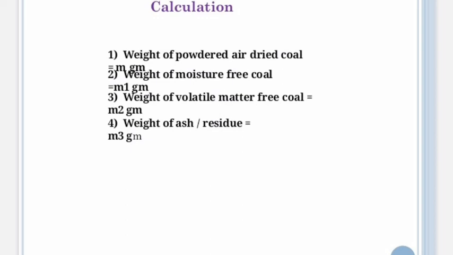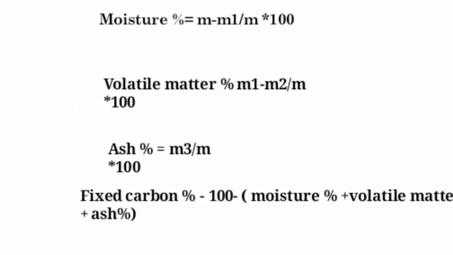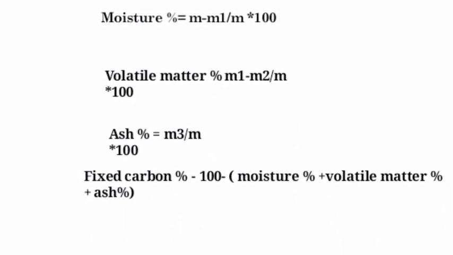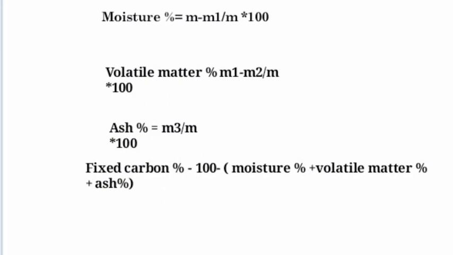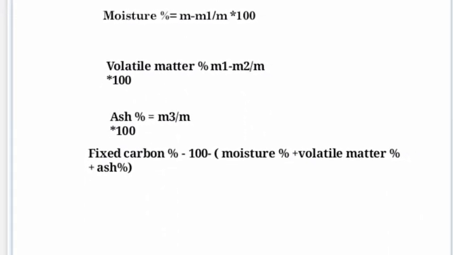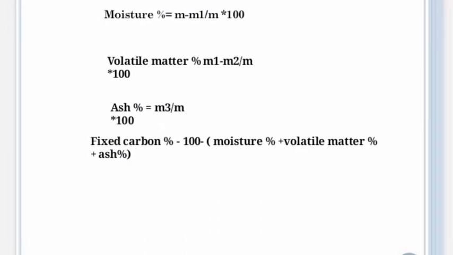First one is moisture percent. Moisture percent we have to calculate with respect to the total weight of fuel, which is m gram. So we have the moisture free coal m1 and the total m gram. In the next slide, the formulas are given to calculate the four different categories. First one is moisture percent, second is volatile matter percent, third is ash percent, and on the basis of these three we can calculate the fourth category, which is fixed carbon percent.